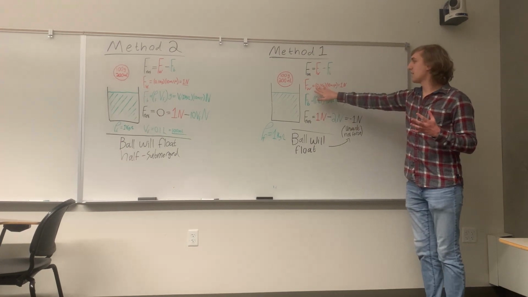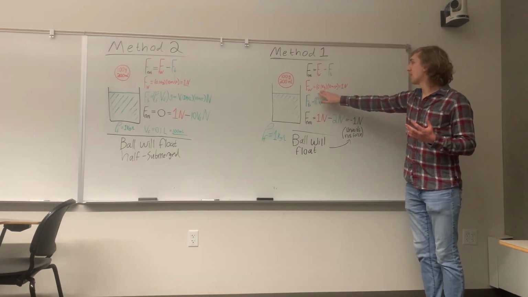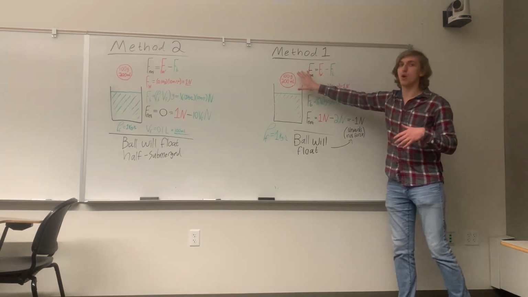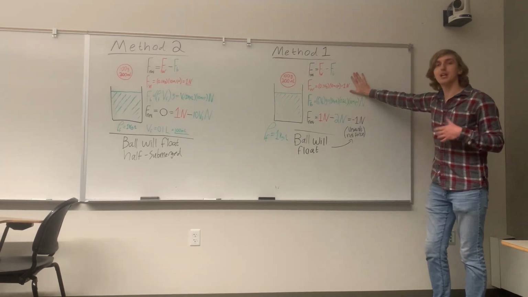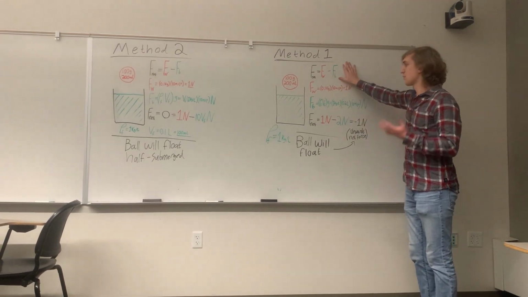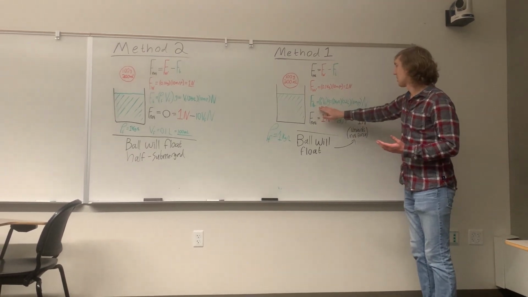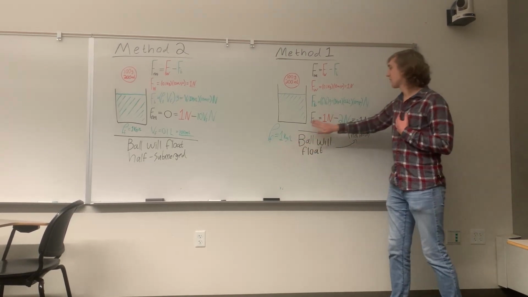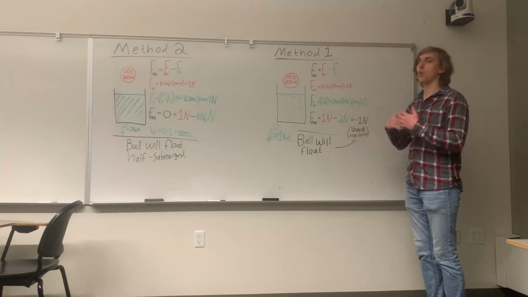So we find the force of the weight of the object, which we can calculate from the given mass and volume of the object, and we calculate that at 1 Newton, for example. Then, to calculate the force of buoyancy, we plug in our known fluid density for water, which is 1 kilogram per liter or 1 gram per milliliter.